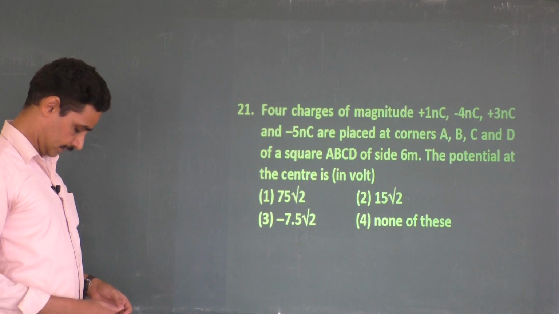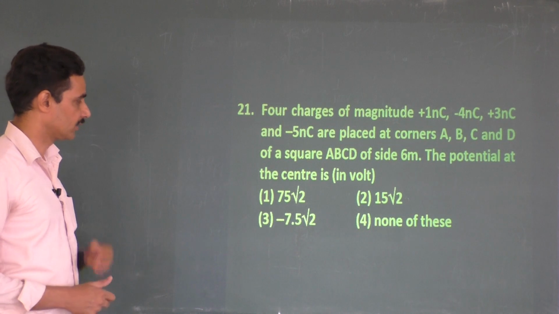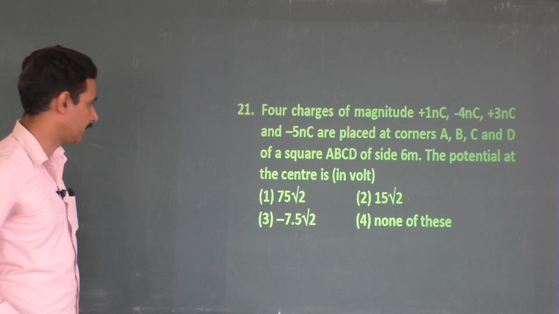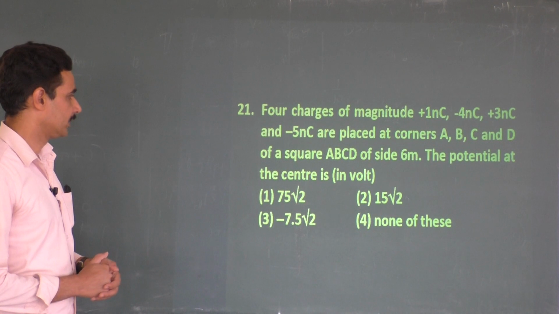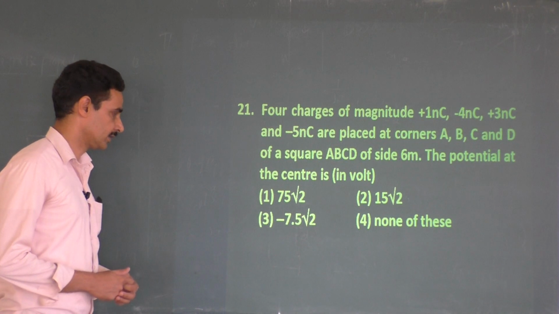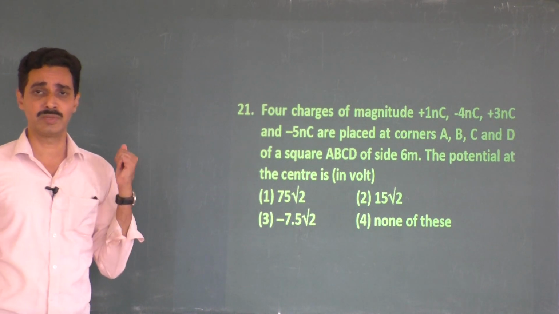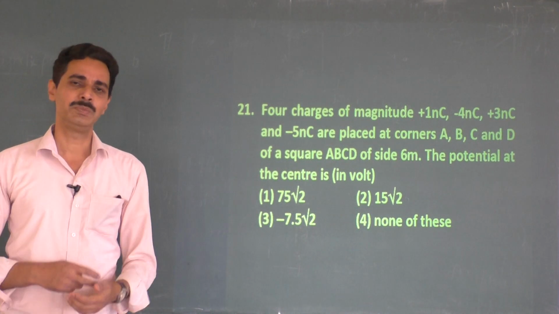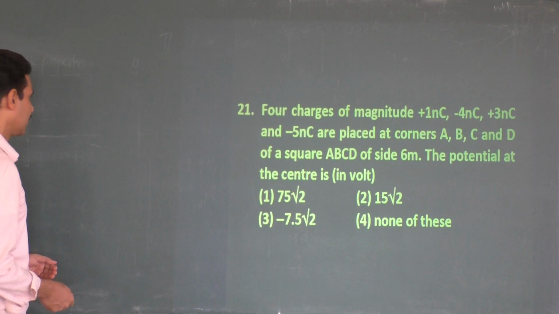Four charges of magnitude plus 1 nanocoulomb, minus 4 nanocoulomb, plus 3 nanocoulomb and minus 5 nanocoulomb are placed at the corners A, B, C, D of a square ABCD of side 6 meters. The potential at the center of the square is. Potential is a scalar quantity, so you need not worry about the directions. Simply go on adding as if you add scalars, but take care of positive and negative signs.